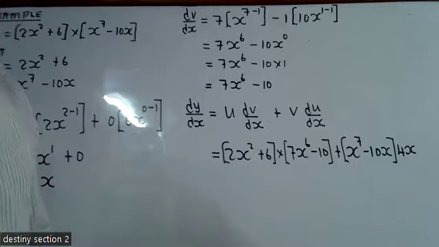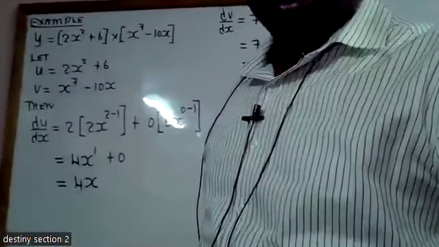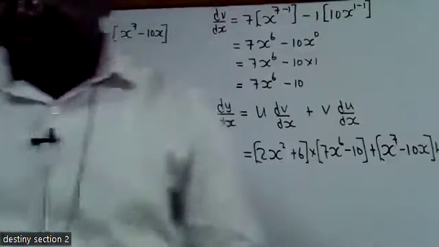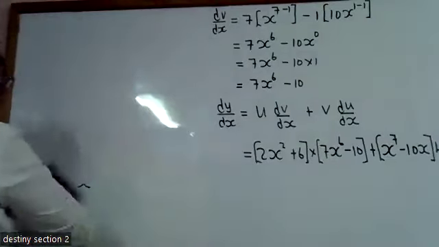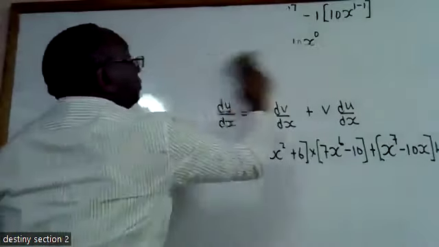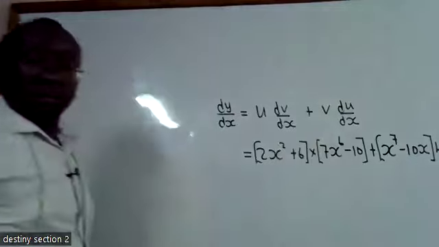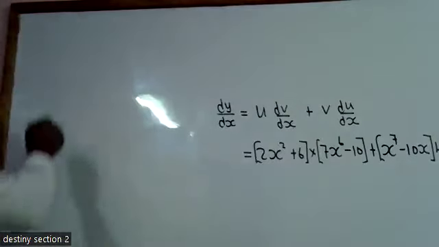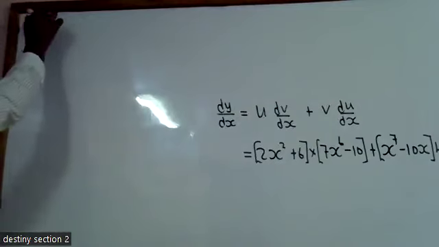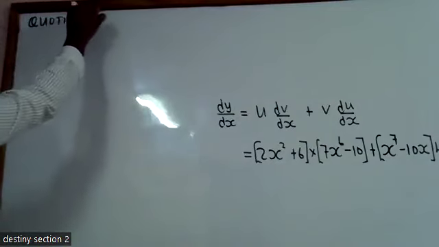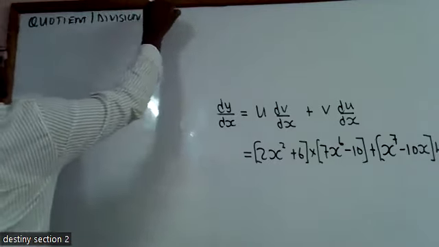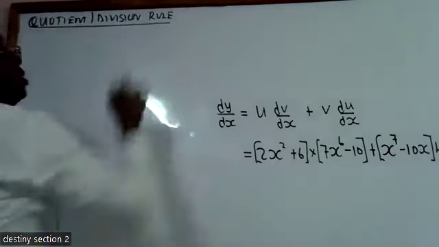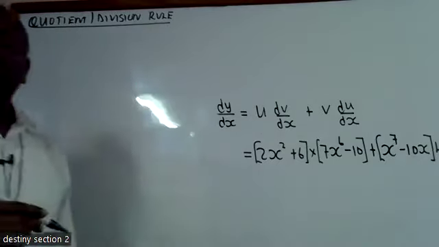Okay, let us go now to the next rule, which is called the quotient, stroke division rule.